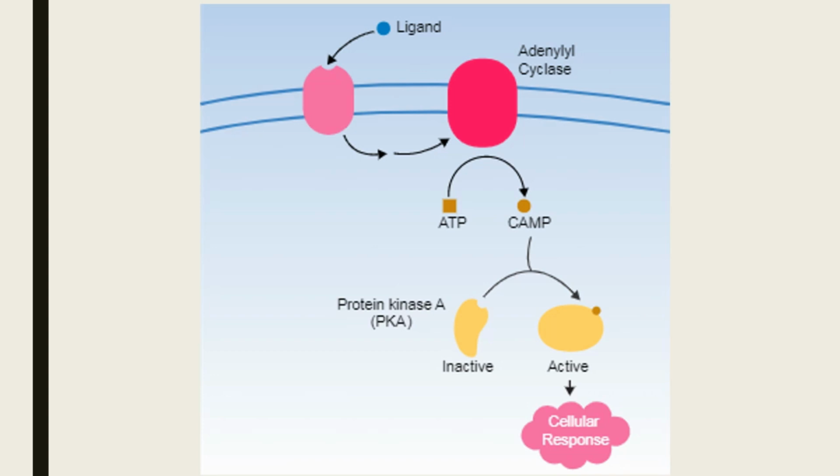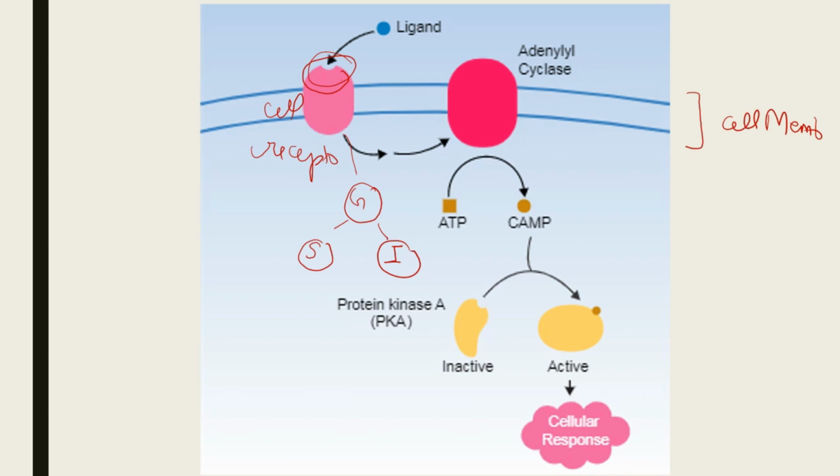So now we will see this in more detail. So this is our cell membrane. So here we have a cell receptor. So the ligand will bind to the cell receptor and will release a G protein, which can be stimulatory or it can be inhibitory. So this will affect the level of the adenylyl cyclase.